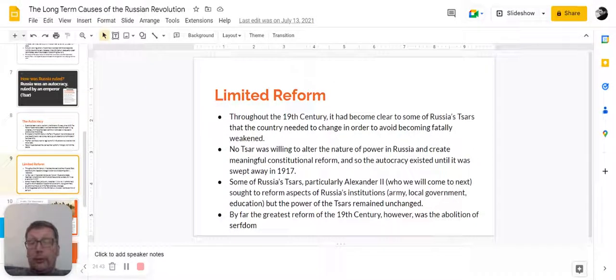So, throughout the 19th century, it had become clear to some of Russia's Tsars that the country needed to change in order to avoid becoming fatally weakened. One kind of shocking example of this fatal weakness was the Crimean War.